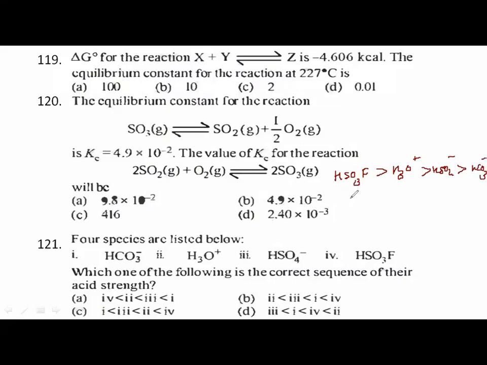So this is the fourth one. H3O plus is the second one. HSO4 minus is the third one. And this is the first one. So first, third, second, fourth. So it is option C, which is the correct option. Correct? Option C is correct. Is that right? Yes. Next question.